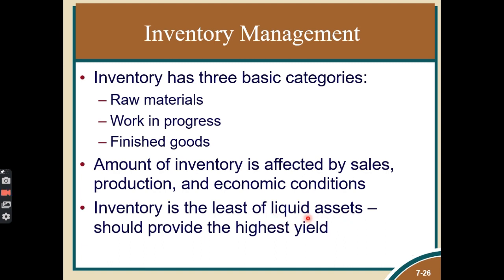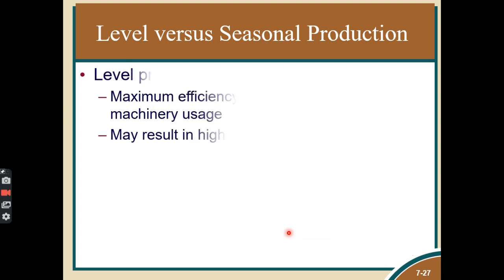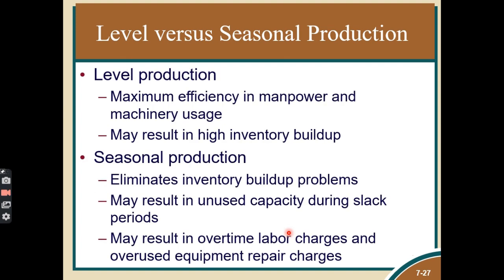Okay? The least liquid of all the assets, and however, it should provide the highest yield. Okay? Meaning, since it is least liquid, the thing that you need to do here is to sell it as fast as possible, in order for you to collect also the cash related to the inventories being sold. And why is it that it has the highest yield? Just like what we said, because when you sell a particular inventory item, there is a gross profit associated with that, and that gross profit is actually the yield that we are earning from this sale.